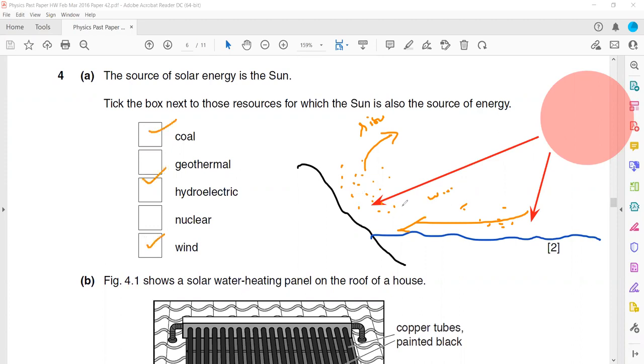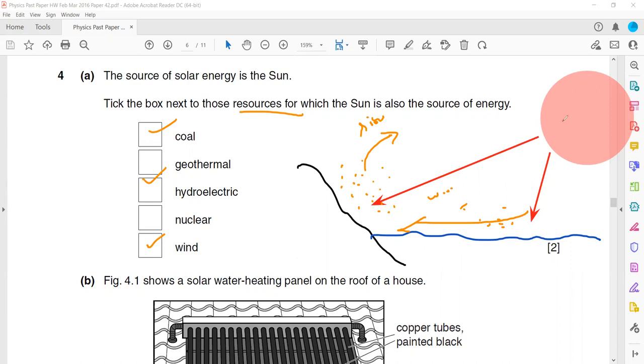How is the sun producing energy? The sun is producing energy by a nuclear reaction, but the question is, tick the box next to those resources for which the sun is also a source of energy. So the sun is getting energy due to nuclear reaction, but nuclear reaction does not get energy because of the sun. So we have to work out which ones originate from the sun or are released due to the sun.